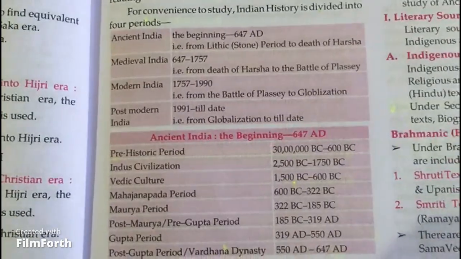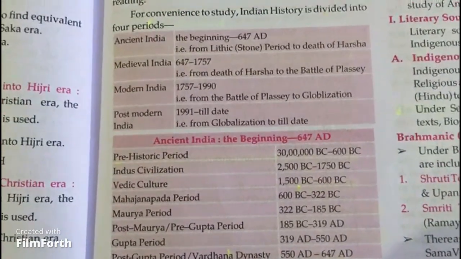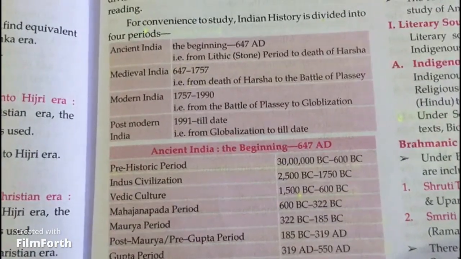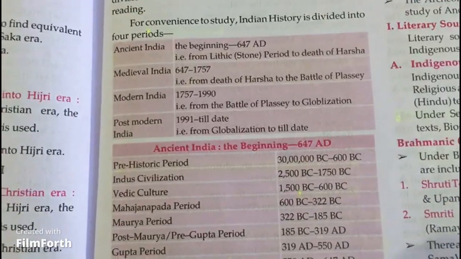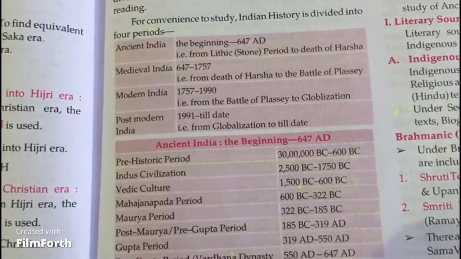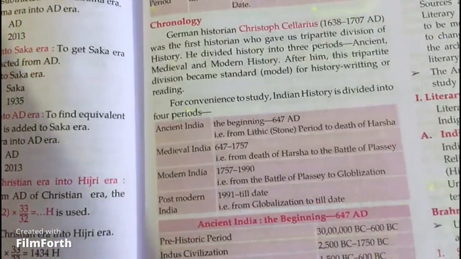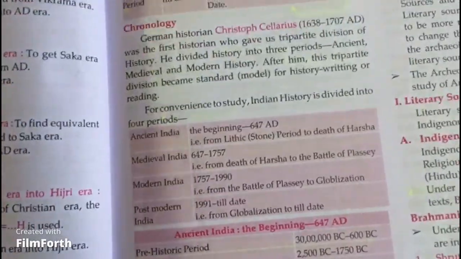Now we will get into the chronology era. Indian history is divided into 4 types. One is ancient India, the other one is medieval India, the next one is modern India, and the other one is postmodern India.